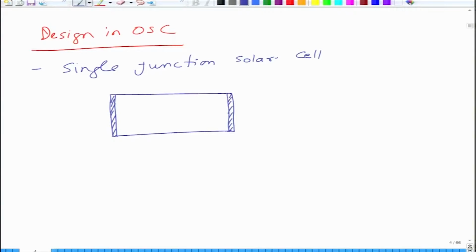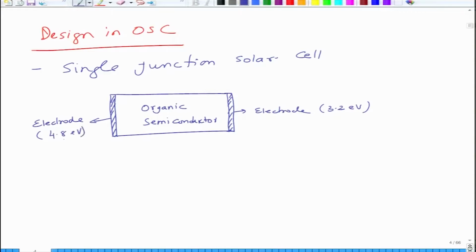So this is semiconductor, you can say this is organic semiconductor, and this is electrode 1 and this is electrode 2. Let us say this electrode has a work function of 3.2 electron volt and this has a work function of 4.8 eV. These two have to have different work functions so that you have enough.